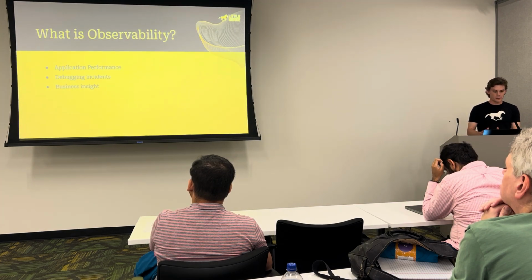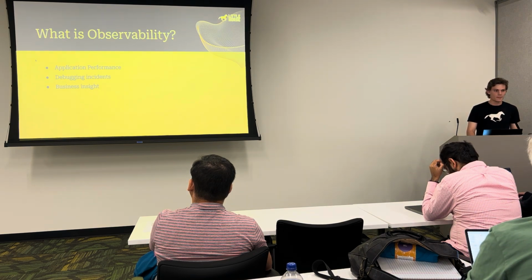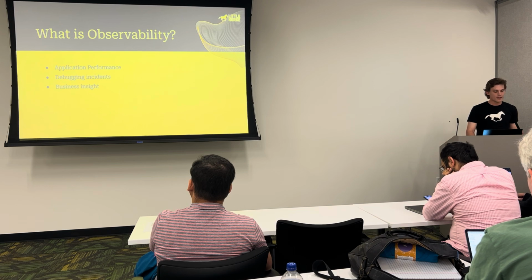So, what observability we're focusing on today, there's a couple things. There's application performance, how long are requests taking to be processed, where's the bottleneck, debugging. So for example, a customer says, hey, my credit card got charged, but I never got the package shipped to me. What's going on with that?